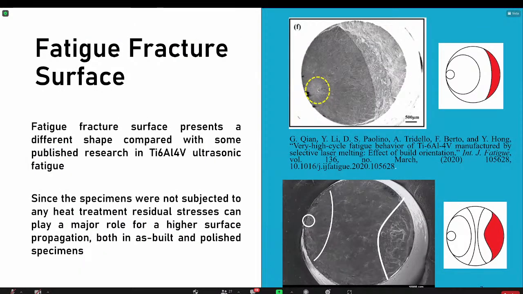Another important conclusion we take from the surface crack of our specimens is the fracture surface shape. When comparing it with previously published results in the same material tested in the same setup of ultrasonic machines, we can see a clear difference in the fracture surface, a more surface crack propagation in the specimen. We attributed this effect to residual stresses present, since we did not conduct any heat treatment or any treatment to the specimens after the SLM manufacturing process.